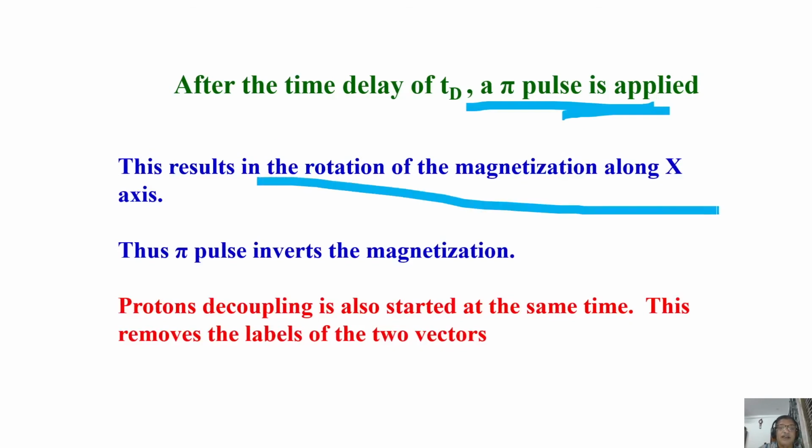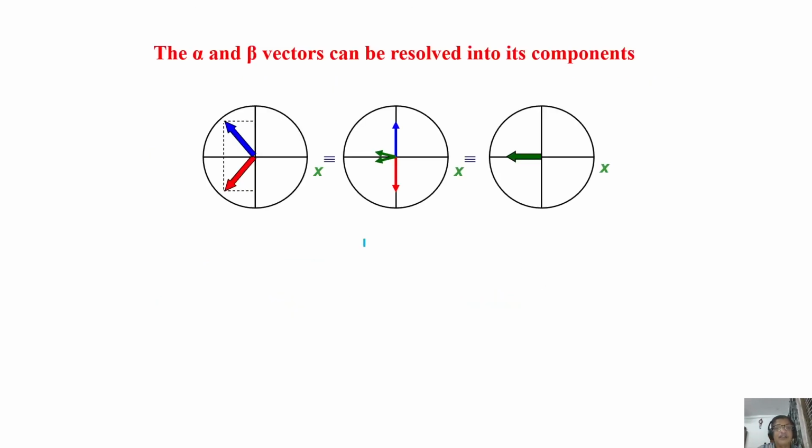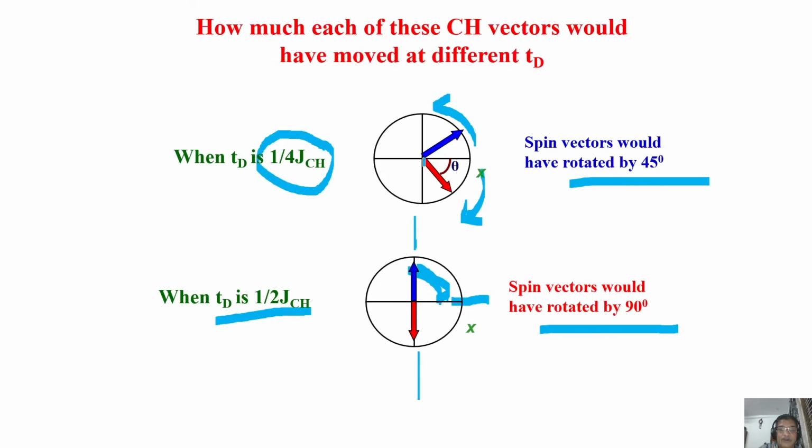This results in the rotation of the magnetization along the x-axis. Thus, the pi pulse inverts the magnetization. You understand? I'll show you the vector diagram like this. So, that was only the explanation I was giving you of what happened to the magnetization at different times.